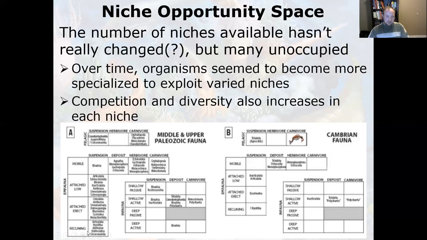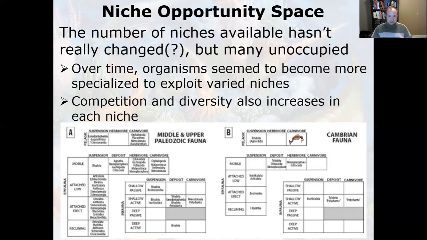And then going to epifauna, we'll notice that all the niches are filled now. There's no empty boxes. And then also every box has a lot of critters in it. So not only are more of these roles being filled, but they're being filled by more different, diverse, varied organisms. And so competition is increasing. Diversity is increasing, probably as a response to that. But basically, just over time, more and more of these niches are filled. If you look at a more modern environment, all these boxes are checked, and they're all checked by multiple organisms.